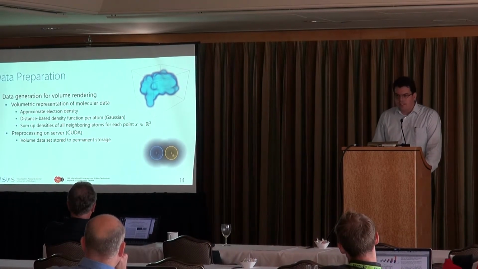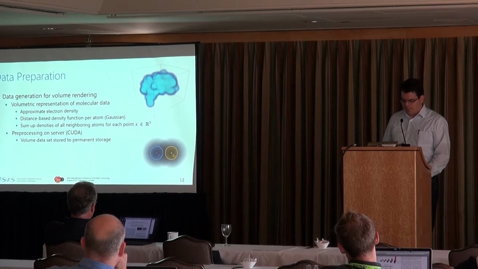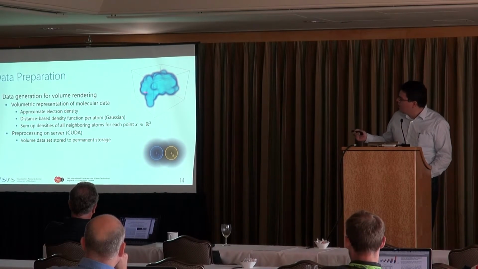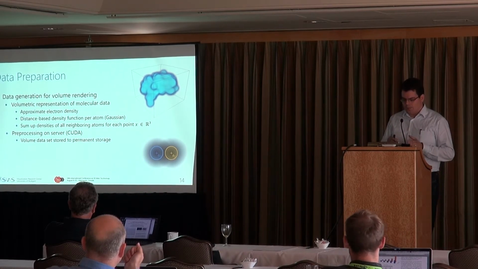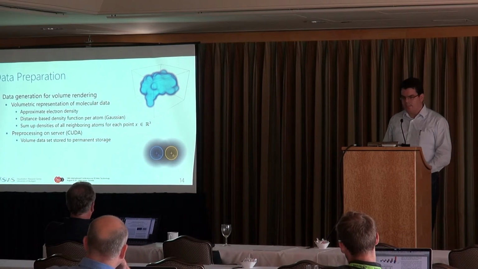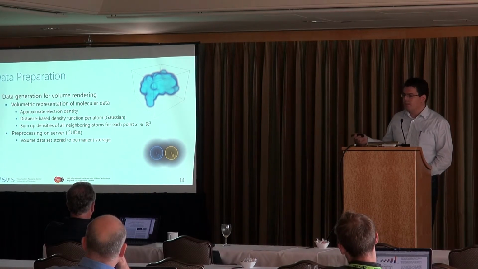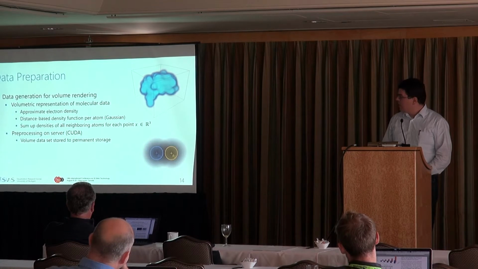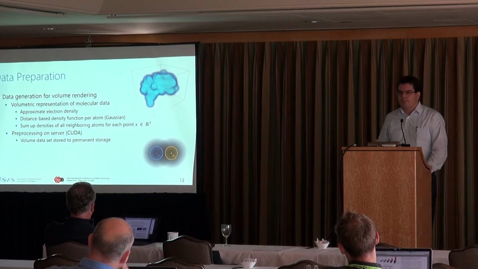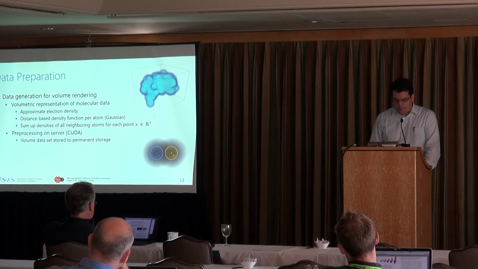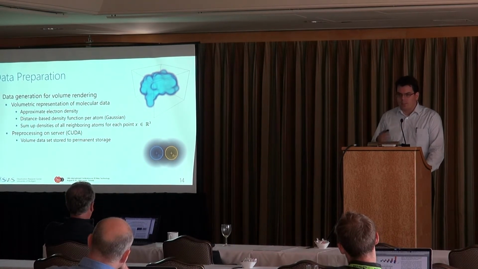Data preparation for the volume generation is also done on the server. As you maybe see here, we want to have a representation of the density of the atoms. So for each atom, we use a Gaussian density kernel, a distance-based density function. All these density functions are summed up in the whole volume. And then we get this density out, and by choosing the correct transfer function, we can either get something like that, which is a representation of the electron density, or something like this over here, which is more like the molecular surface. And the preprocessing here, as I said, is done on the server, because we're using CUDA for that. In the current implementation, the volume data set is stored to permanent memory and loaded once the visualization is requested.